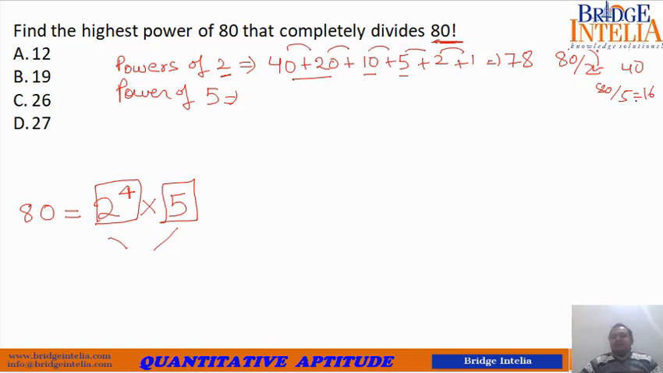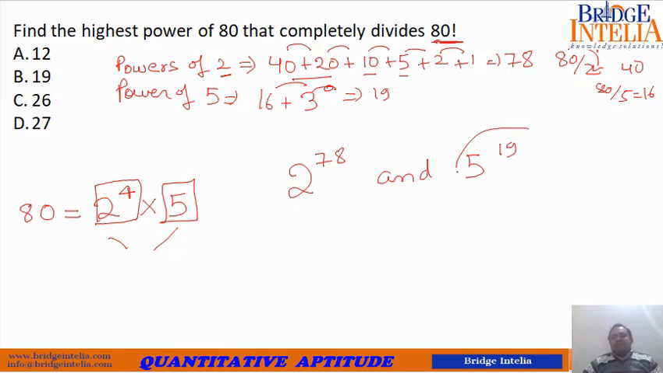Divide 80 by 5. 16. Next, 16 by 5. 3. 3 by 5, meaningless. So 19 powers. So it means you have these many powers of 2 and these many powers of 19.